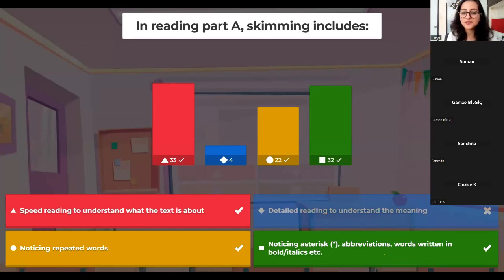Okay, yes. So the blue one was wrong. We don't have to do detailed reading in skimming. Skimming means speed reading. So we discussed this in the skills class. Some of you did not choose the yellow one. Noticing repeated words, we can look at that when we are skimming because that could indicate what the overall text is about. So speed reading, yes. Noticing repeated words, yes. Noticing asterisks, abbreviations, etc. That's something you can absolutely do.